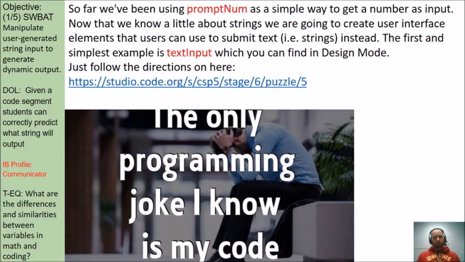So like I said before, so far we've been using prompt num as a simple way to get a number as input. Now that we know a little about strings, we're going to create a user interface that users can use to submit text, that is strings, instead. So the first and simplest example is text input, which you can find in design mode. And you can follow the link here. I'll paste it on Canvas for everyone else.